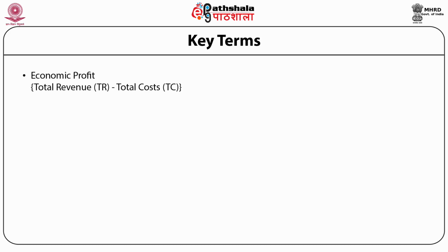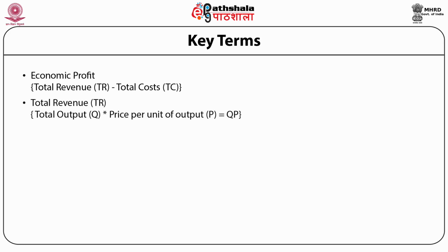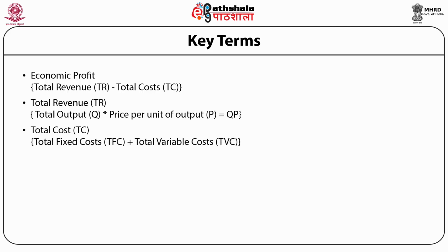Economic profit of the firm is the difference between total revenue and total cost, where total revenue is equal to total output multiplied by price per unit of output, that is Q into P, whereas total cost is equal to total fixed cost plus total variable cost.